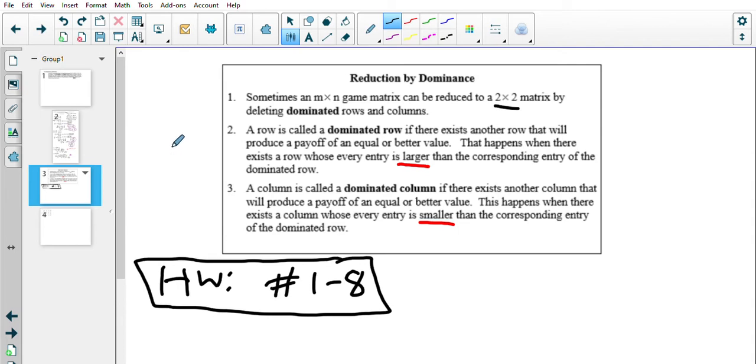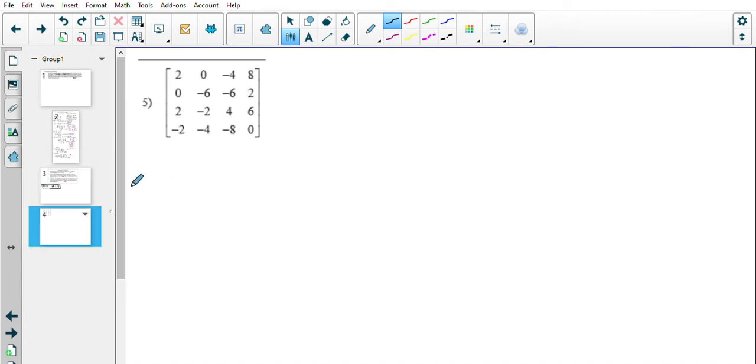I'm going to go ahead, since there was only one example in this section, and do one of the homework questions for you. You're welcome. But if you feel like you got it, you can just move on to the homework right now. Okay, so I wanted to look at number 5 and just see what happens. Because number 5 is a 4x4 matrix, so we're going to need to reduce quite a bit to get to a 2x2. We need to remove 2 rows and 2 columns. So let's look at the rows first.